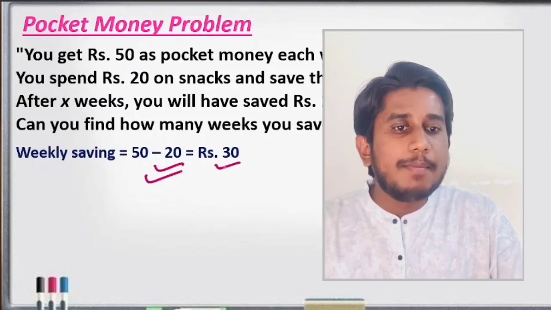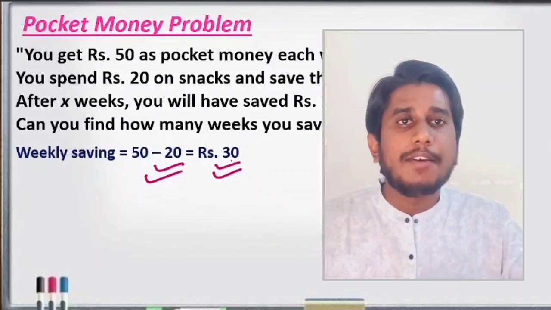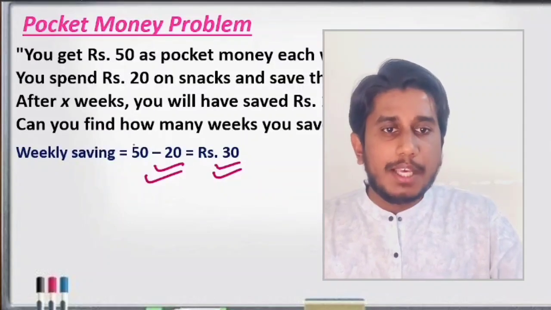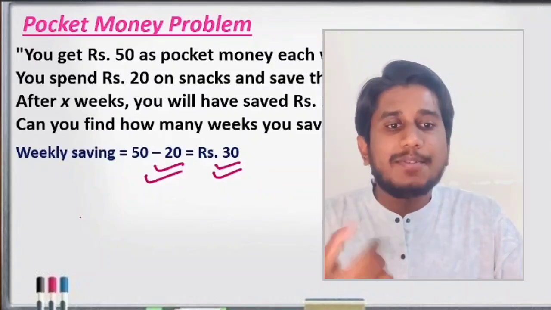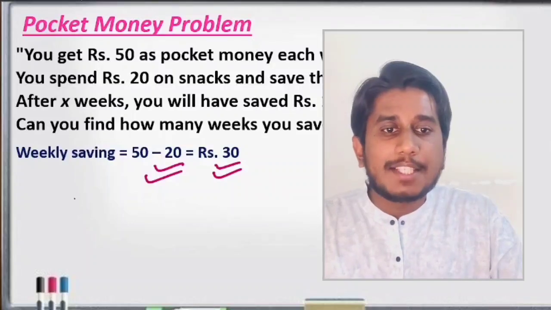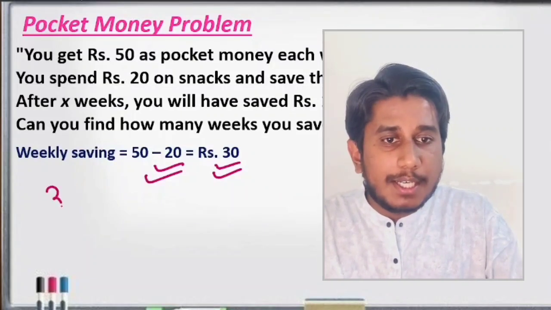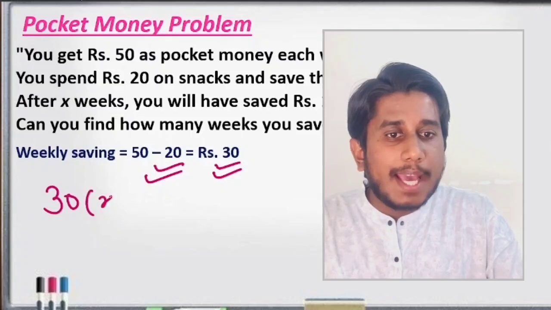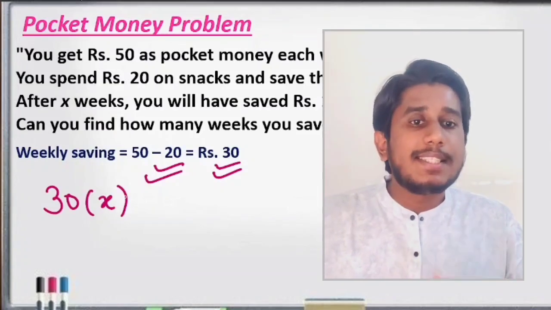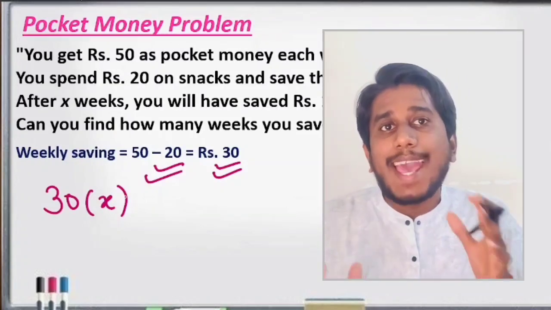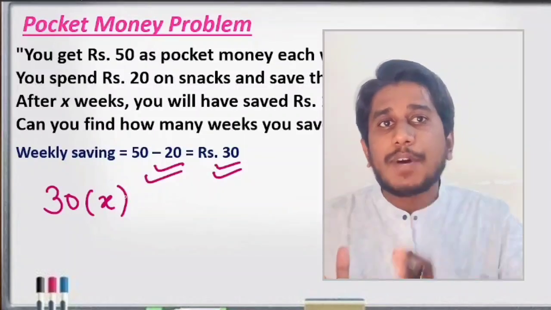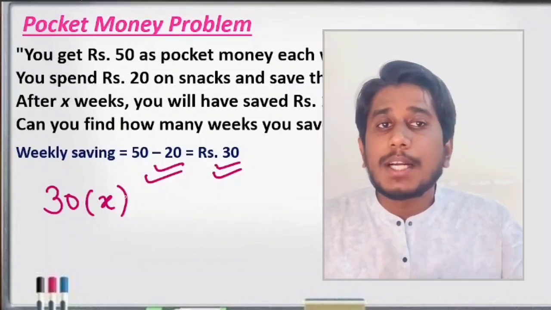That is 50 minus 20, which becomes 30. In 1 week, you save 30 rupees. Now, if you do this for X weeks, then the savings for X weeks becomes 30 multiplied by X. That is your total saving. 30 rupees is for 1 week. For X weeks, it becomes 30X.